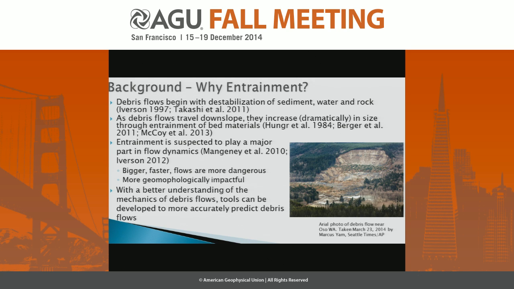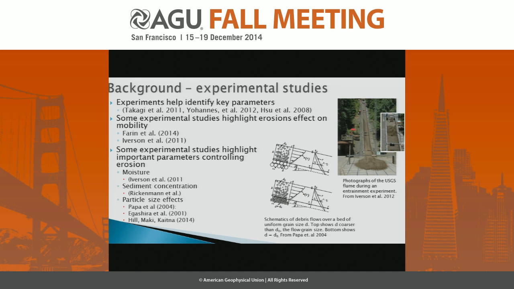Debris flows begin, as has been mentioned many times, with the destabilization of sediment, water, and rock. And as they travel down the slope, they have the capability to increase dramatically in size due to entrainment of bed materials. And this entrainment is suspected to play a major role in flow dynamics and partially in making flows that are much bigger and faster and more dangerous, and also, as a result, more geologically impactful. And the eventual goal of this is to have a better idea of how to be prepared for debris flow events for hazard mitigation.